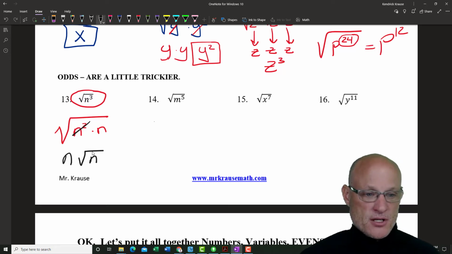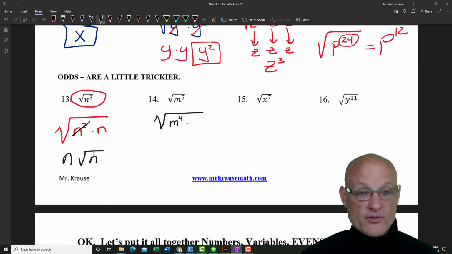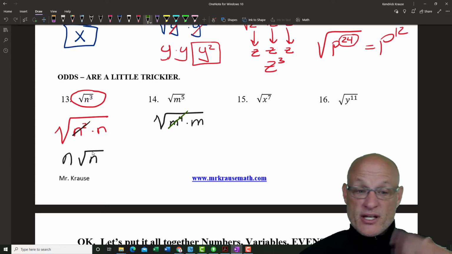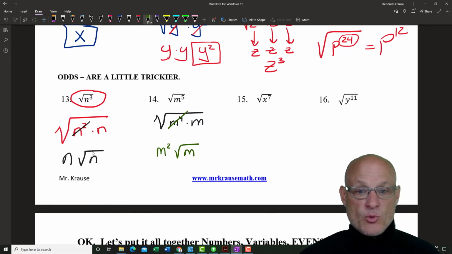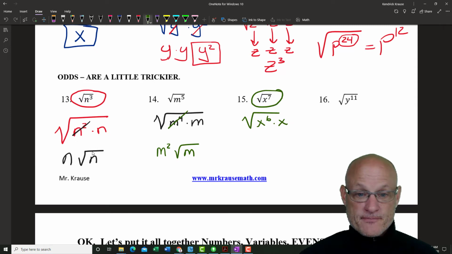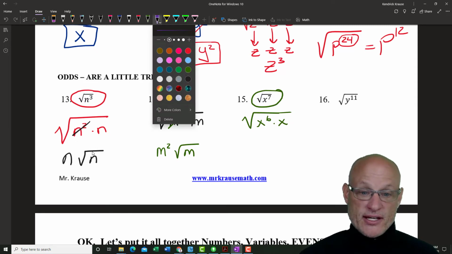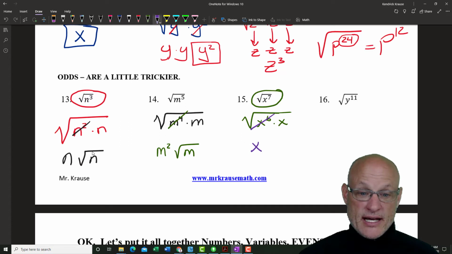Watch what we got. All right, this one is m to the 4th times m, because that makes m to the 5th. Now, again, for every 2 of these, we can take out 1. In other words, we take the 4 and divide by 2. We end up with m squared times the square root of m. What's the highest even number next to 7? That would be 6. So this is x to the 6th times x. We'll take the 6, divide it by 2, and we get x cubed times the square root of x.